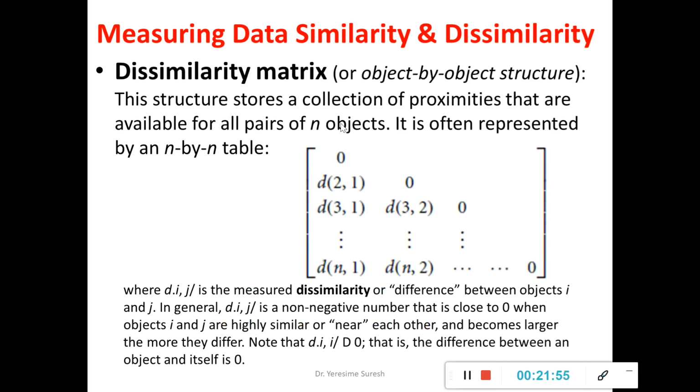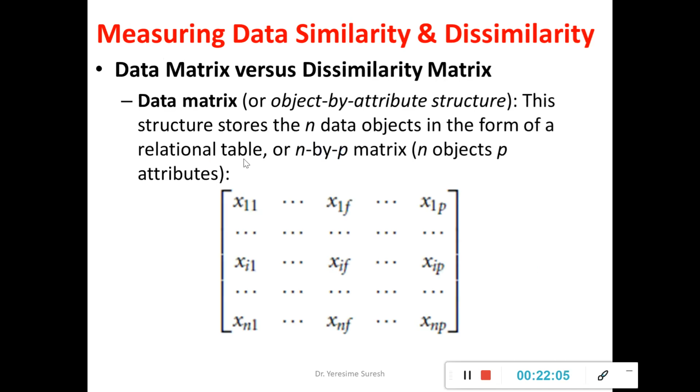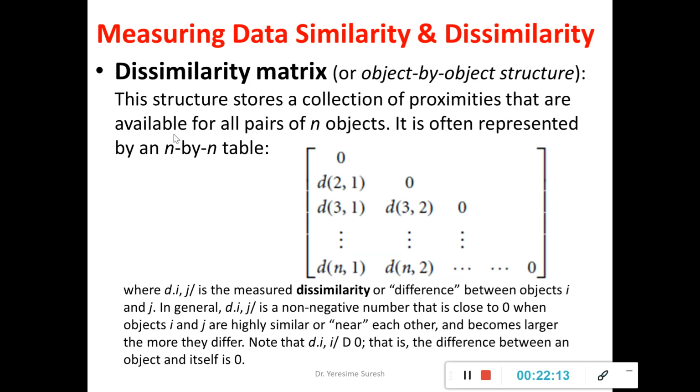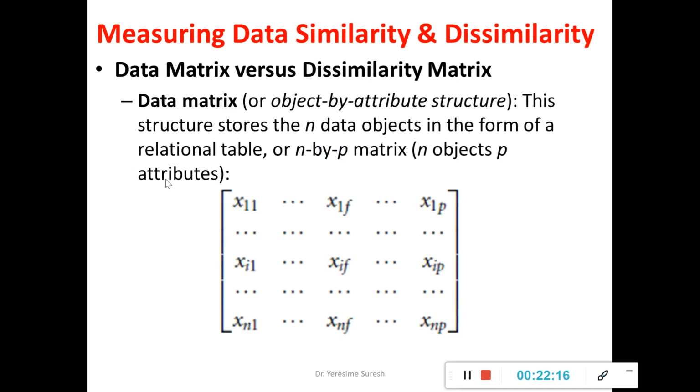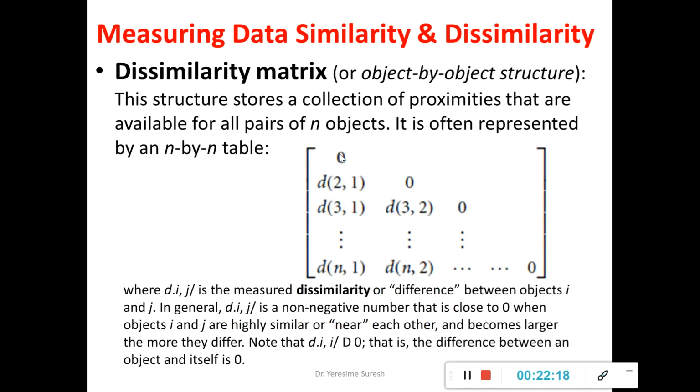What is a dissimilarity matrix? A dissimilarity matrix is a collection of proximities that are available for all pairs of n objects. It is often represented by an n by n table. That means in the case of a data matrix you will have n objects and p attributes, whereas in a dissimilarity matrix you will have n by n objects itself but not attributes. The diagonal elements, that means the proximity between the same object, first object to first object, second to second, third to third, will obviously be 0. So the proximity between the same object is 0.